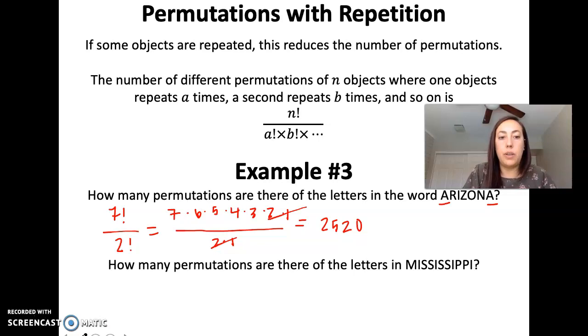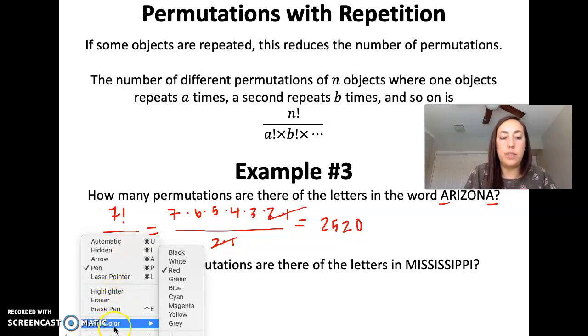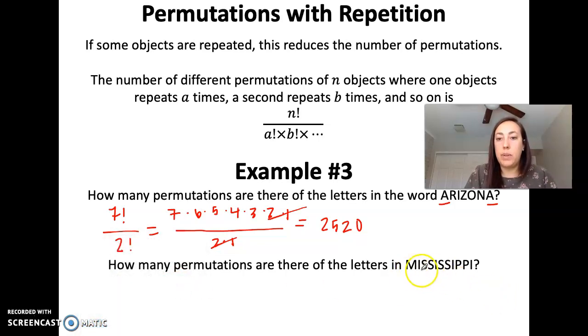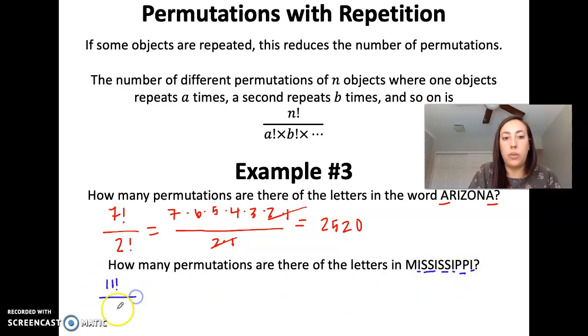Okay, let's do a little bit harder one, because the word Mississippi has a ton of repeats. In Mississippi, the S repeats 4 times, the I repeats 4 times, and the P repeats twice. Mississippi has 11 letters total, so on top we're going to have 11 factorial, and on the bottom we're going to put our repeats. The S repeats 4 times, the I repeats 4 times, and the P's repeat twice.